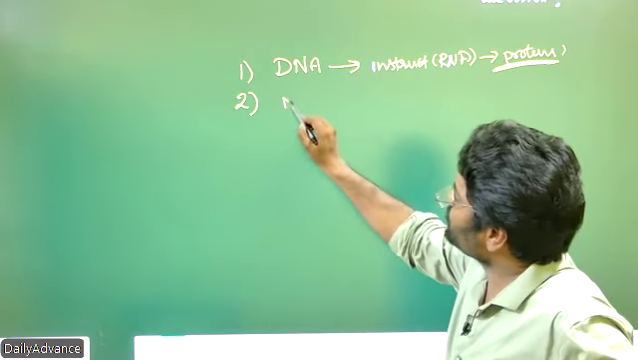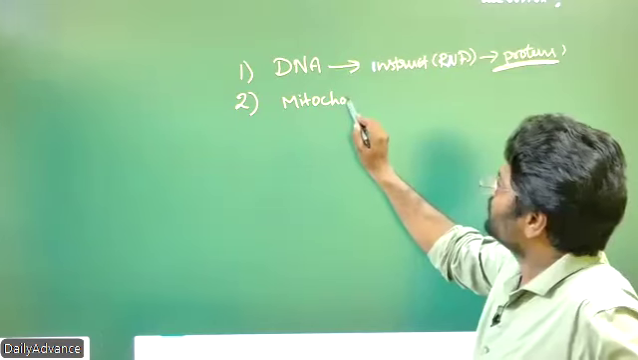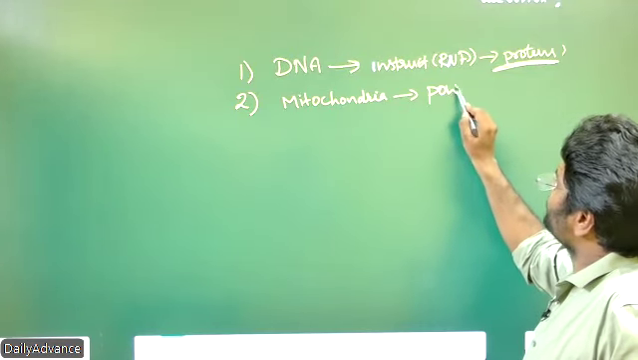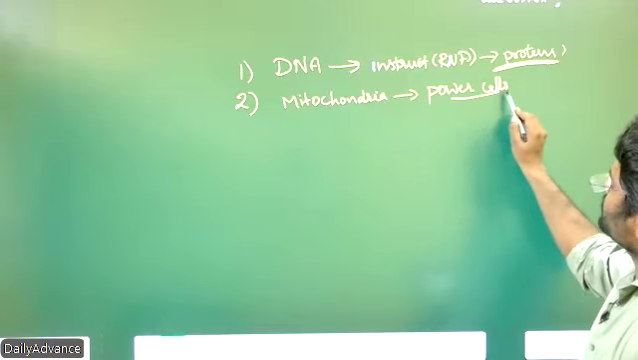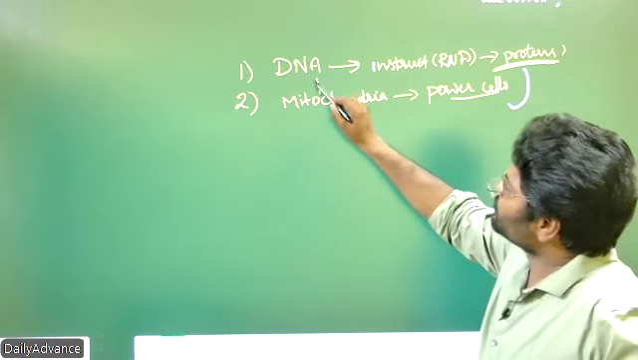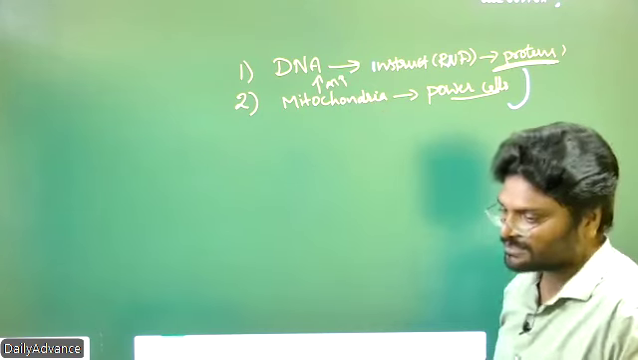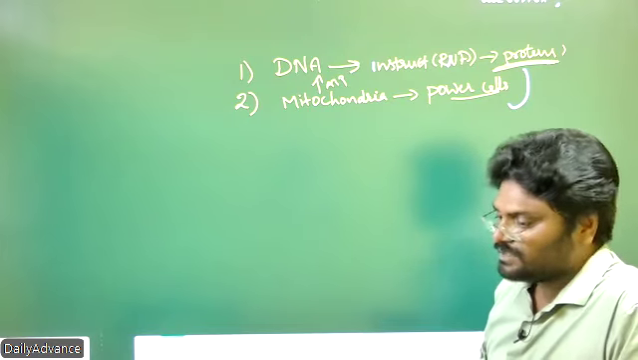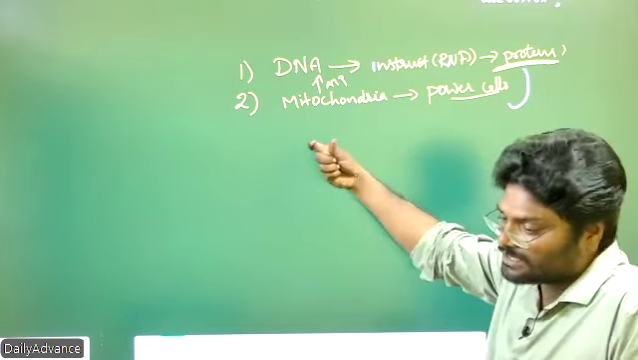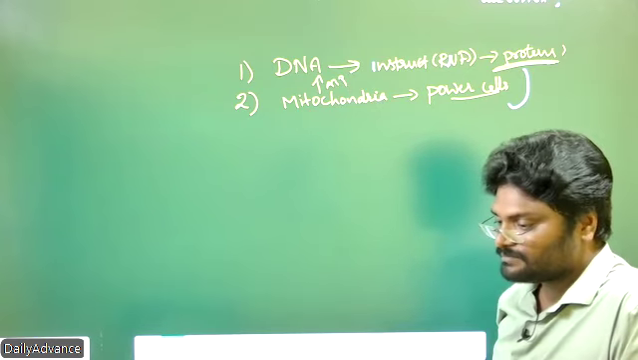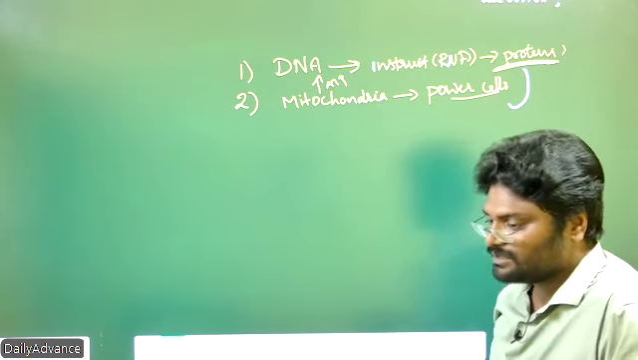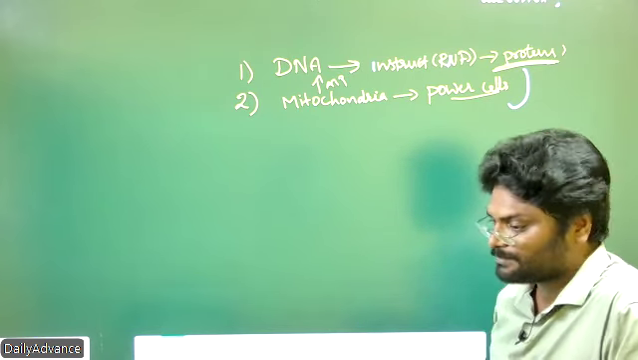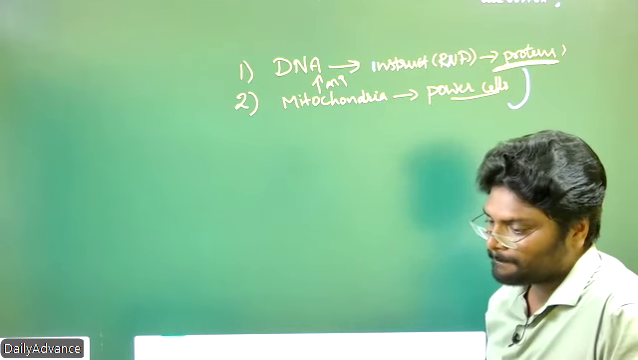So next, mitochondria. Mitochondria is the powerhouse of every cell, which gives ATP to DNA to continuously perform. Just like to continuously run a laptop or system we need electricity, similarly for DNA to work continuously, it requires energy called ATP. Understand? We are nothing but machines. Every cell is a machine. For that machine to work, it requires energy, which is called ATP. For that purpose only we are eating.